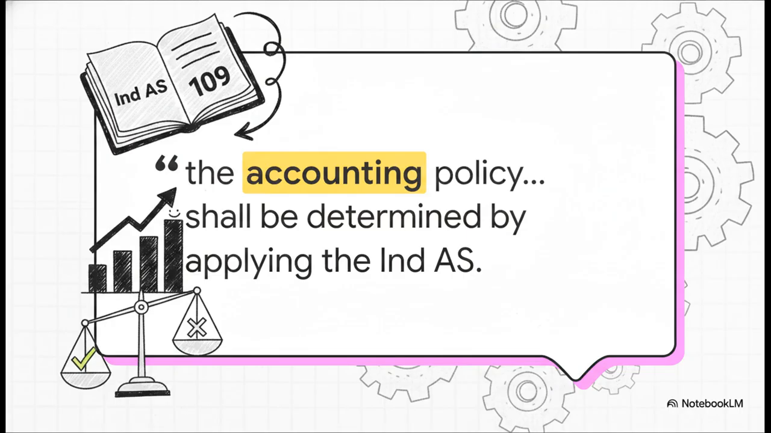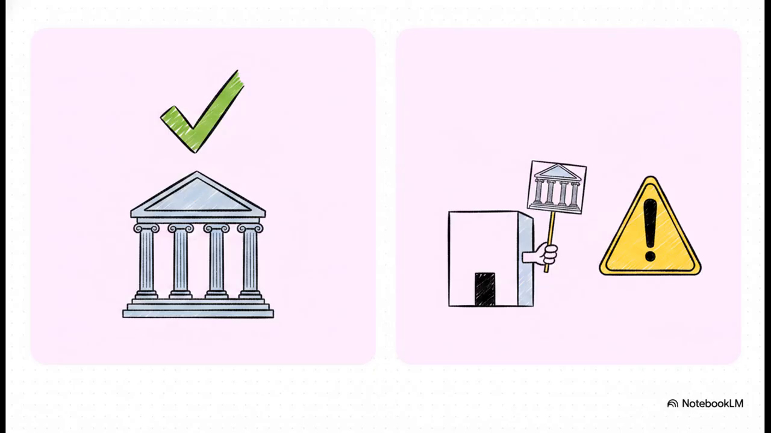Look at Ind AS 8, paragraph 7. It clearly dictates that when an Ind AS specifically applies to a transaction, the accounting policy applied must be determined by that standard. Because Ind AS 109 already applies to them, NBFCs cannot invent an arbitrary policy of prudence to override it. Auditors and investors, listen very closely to this.